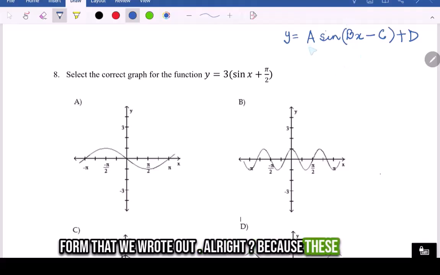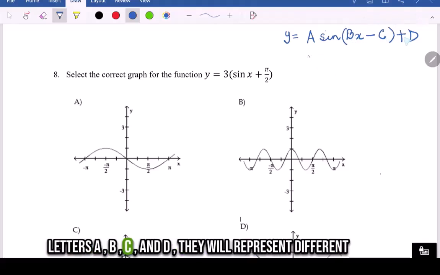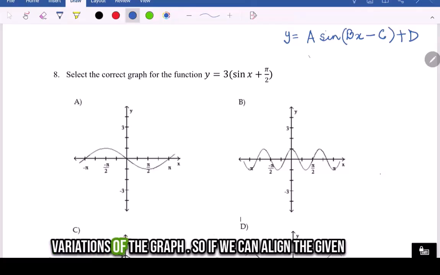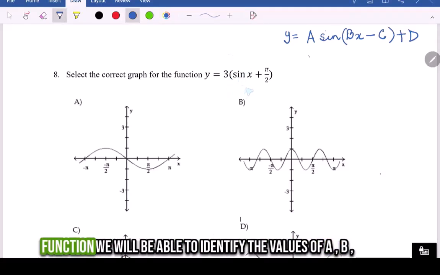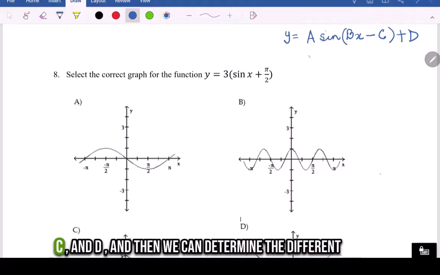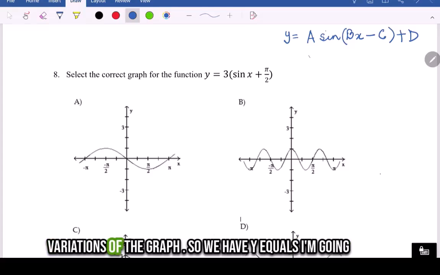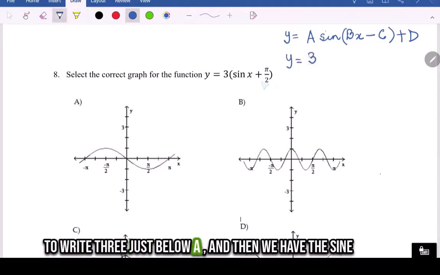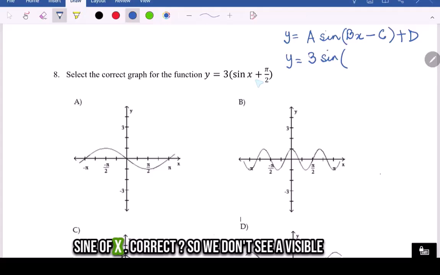All right, because these letters A, B, C, and D, they will represent different variations of the graph. So if we can align the given function, we will be able to identify the values of A, B, C, and D, and then we can determine the different variations of the graph. So we have y equals, I'm going to write 3 just below A, and then we have the sine, and then sine of x, correct?